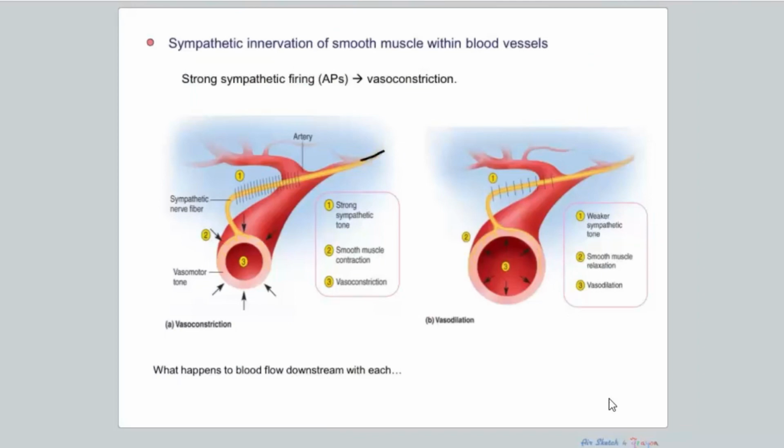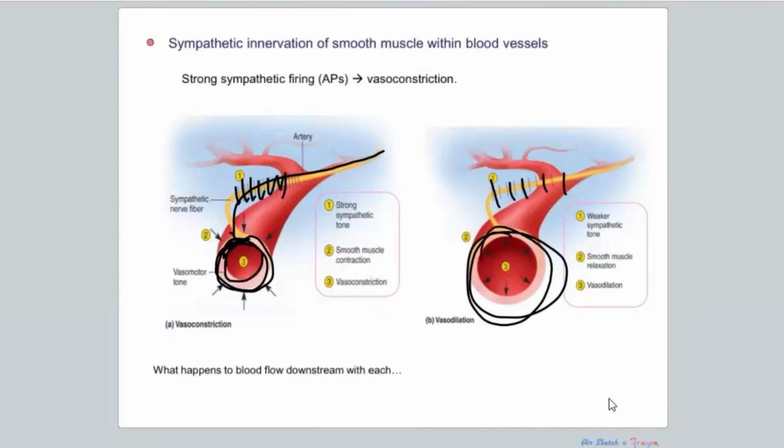You have this sympathetic innervation of the smooth muscle of the blood vessels, and when the sympathetic system is firing real quick, it causes them to vasoconstrict, and when it lets up on that firing, it causes them to vasodilate.